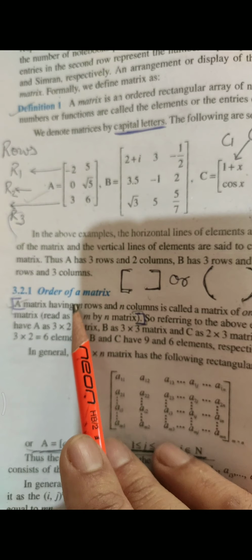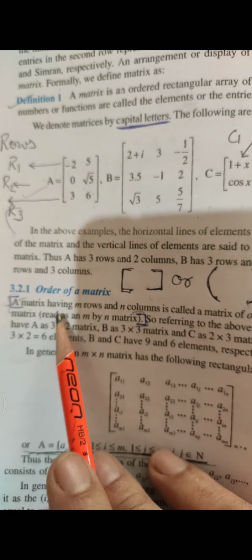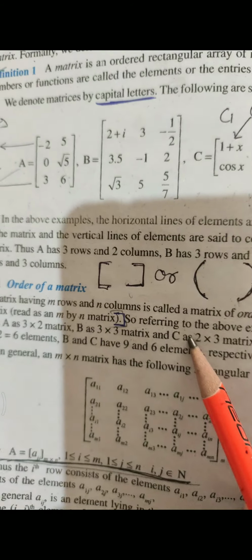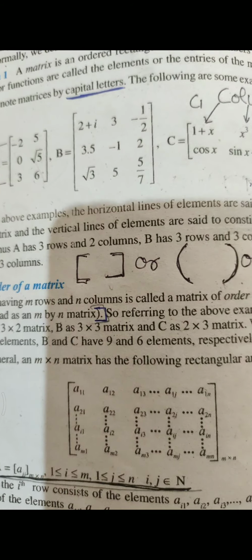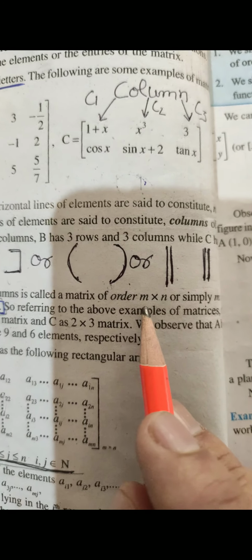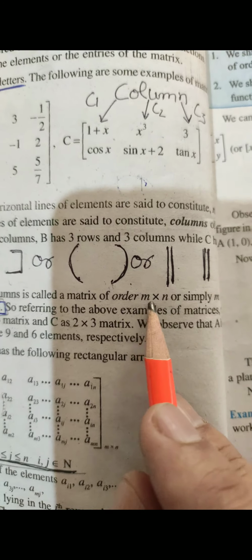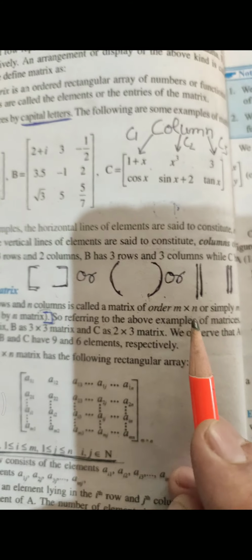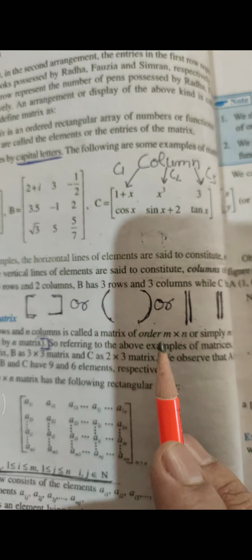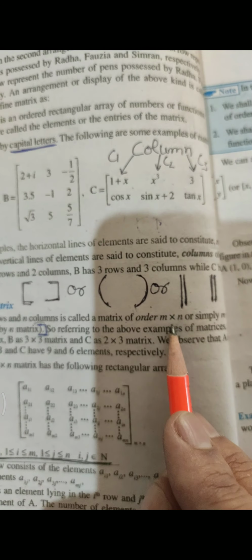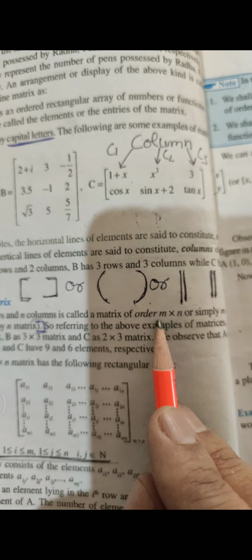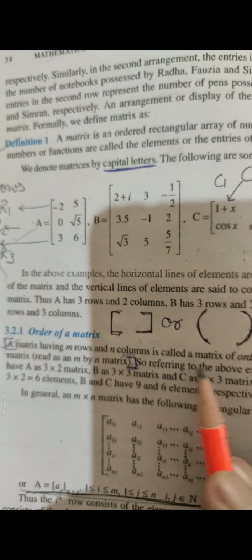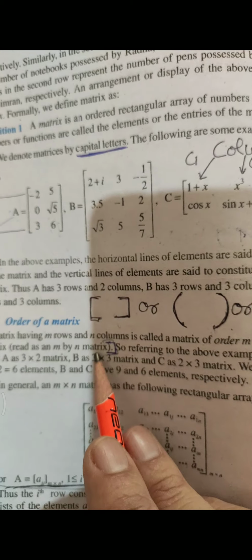So what is the order of a matrix? A matrix having m rows and n columns is called a matrix of order m by n. You will not read it as m cross n or m multiply by n. Just now in the explanation I used it, but what you will use is m by n. If they ask for the total number of elements, then you will multiply. Simply read it as an m by n matrix.